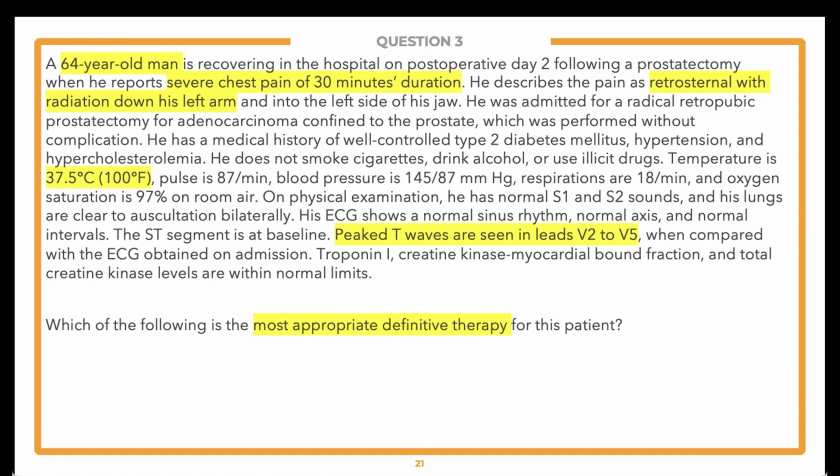His ECG shows a normal sinus rhythm, normal axis, and normal intervals. The ST segment is at baseline. Peak T waves are seen in leads V2 to V5 when compared with the ECG obtained on admission. Troponin I, creatine kinase myocardial bound fraction, and total creatine kinase levels are within normal limits. So again, which of the following is the most appropriate definitive therapy for this patient?